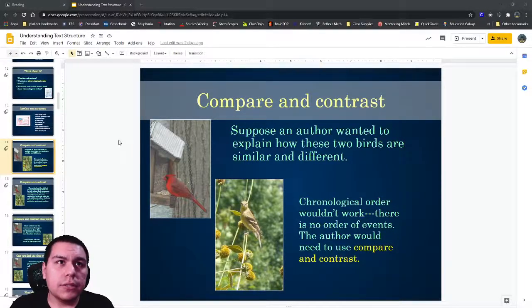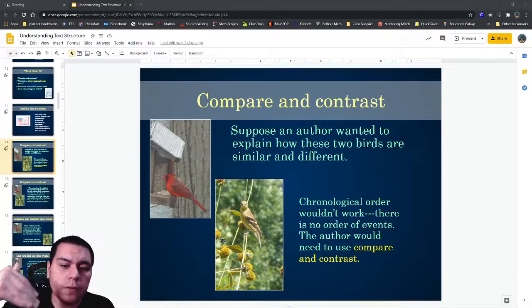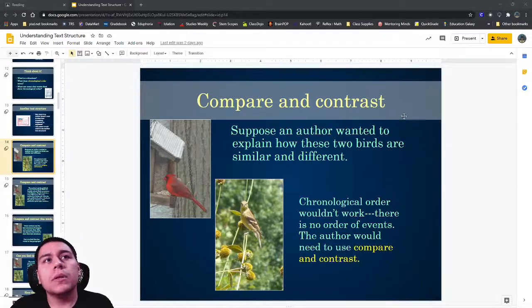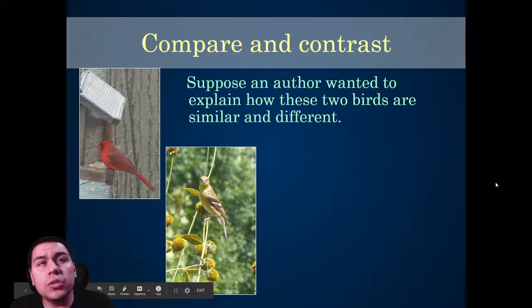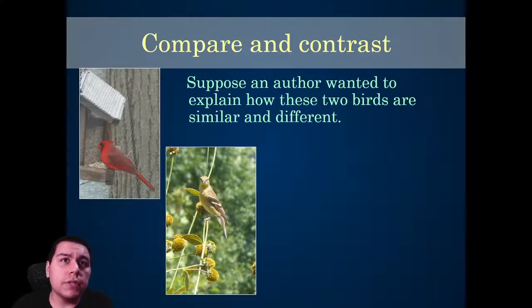Compare and contrast is used for different situations where I don't want to explain what happens first and second and third and fourth. They'll give us an example here. It says, suppose an author wanted to explain how these two birds are similar and how they're different.